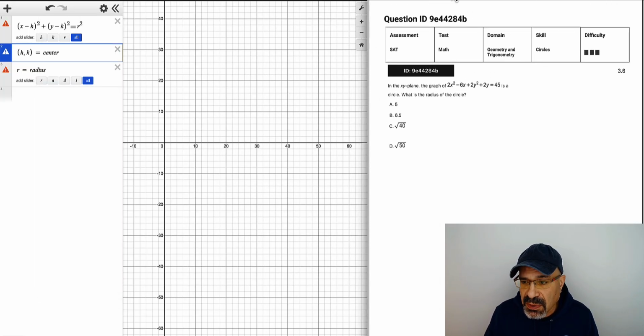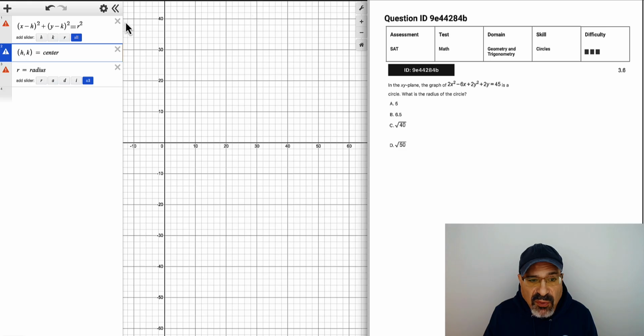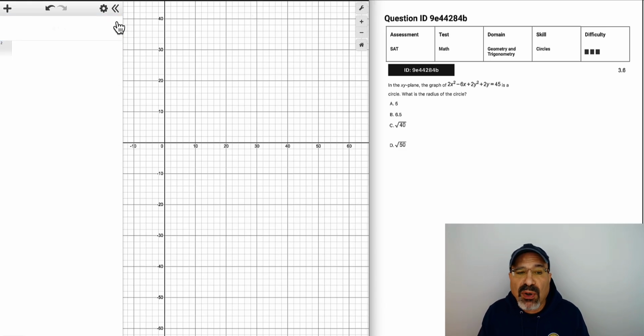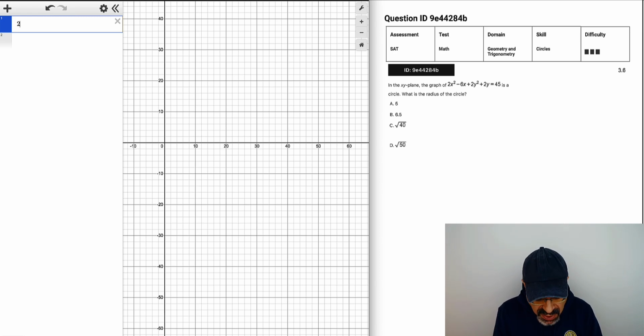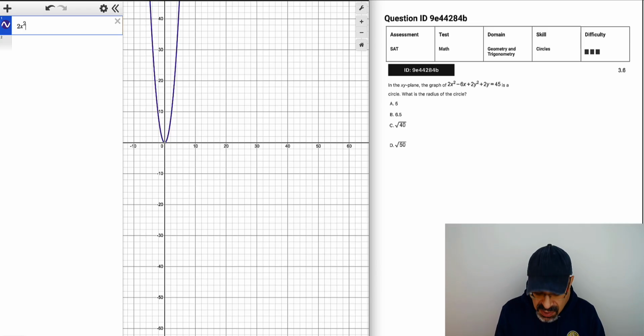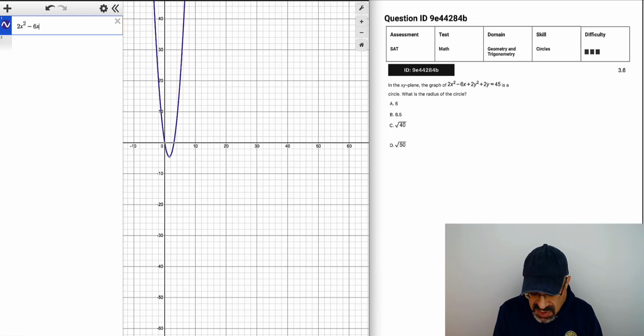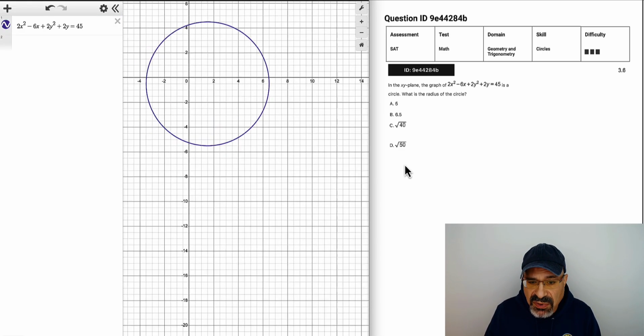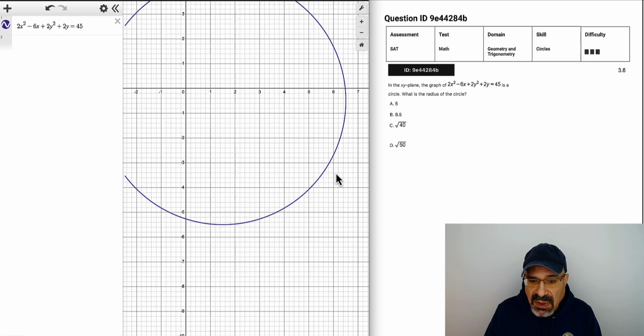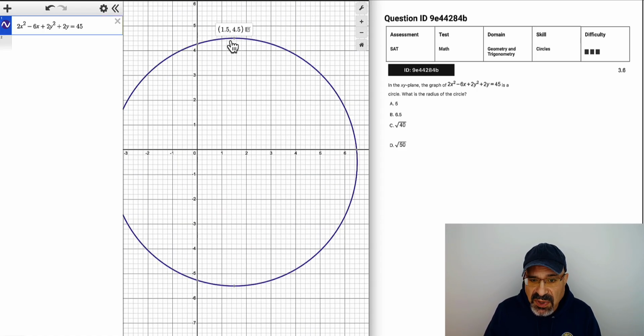Another circle question. But this one is in a completely different format. I became really enamored of using Desmos to demonstrate how to do circle questions because it just makes everything so easy. All we need to do is type in this equation, 2x squared minus 6x plus 2y squared plus 2y is equal to 45. And there we get a beautiful little circle. What is the radius of the circle? We zoom in a bit, and then it'll probably tell us. I mean, I hope. Yeah.